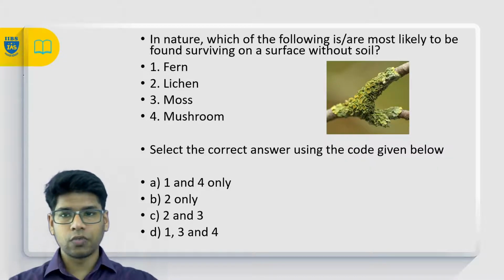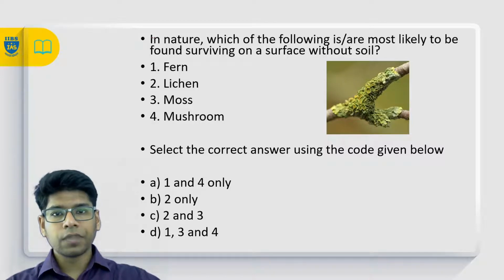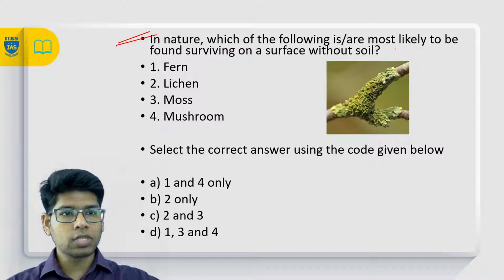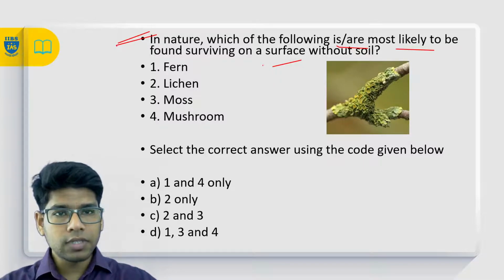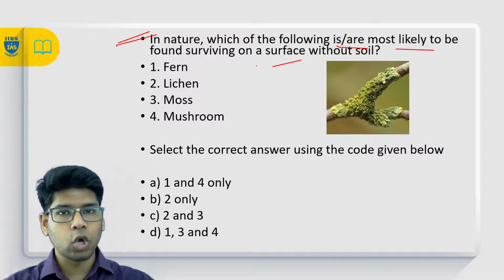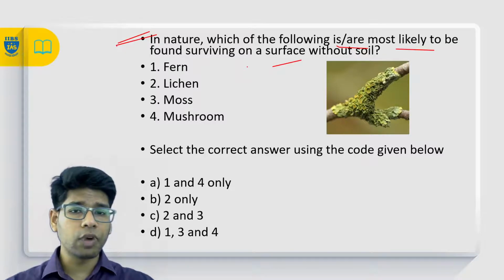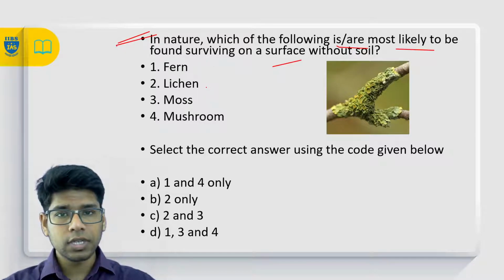So the first question we are going to discuss is, in nature, which of the following is or are most likely to be found surviving on the surface without soil? So, which of the following survives on a surface without soil? Soil is not required for which of the following? The ferns, lichen, moss, mushroom.